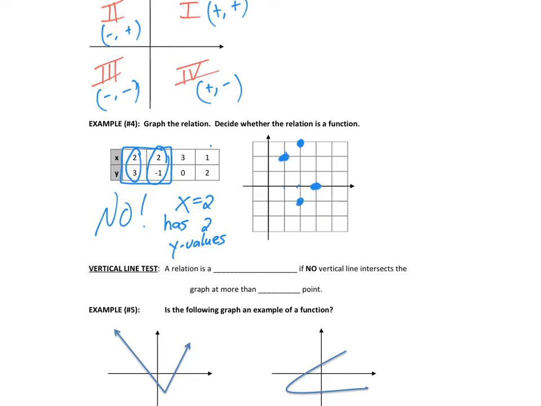A vertical line test. A relation is a function if no vertical line intersects the graph at more than 1 point. So if I draw a vertical line throughout this graph, will this vertical line ever cross 2 points? Yes. You see that green line? That green line crosses 2 points. So a relation is a function if no vertical line intersects the graph at more than 1 point. So you see the green line, it crosses 2 blue points, so this is not a function.